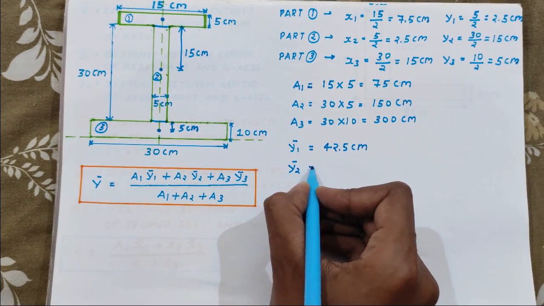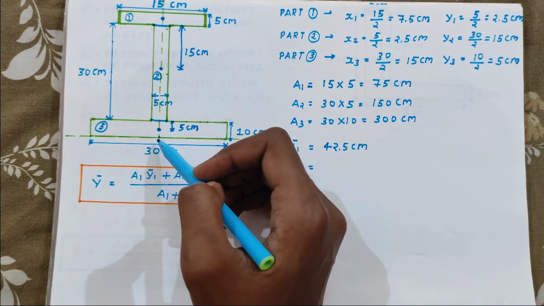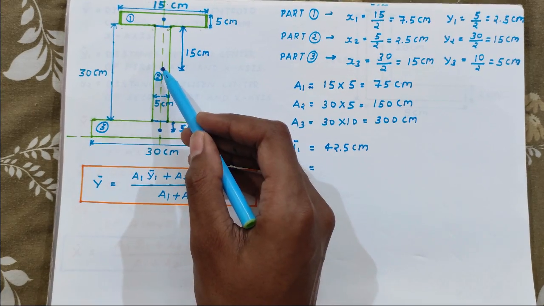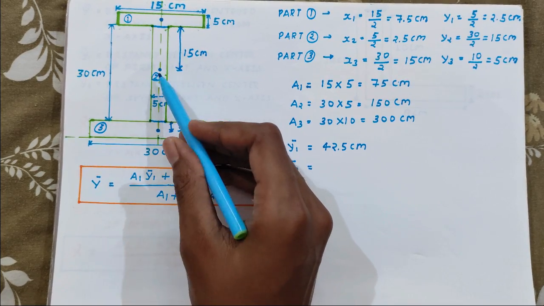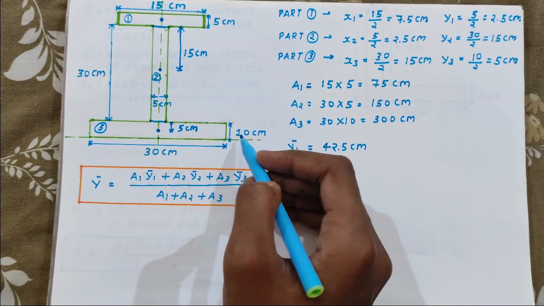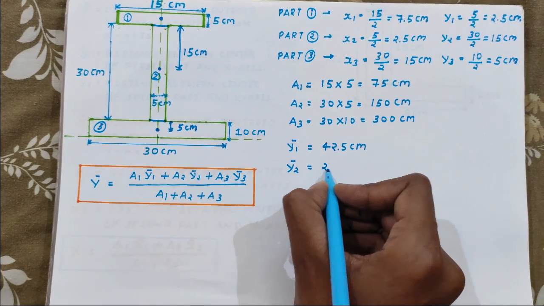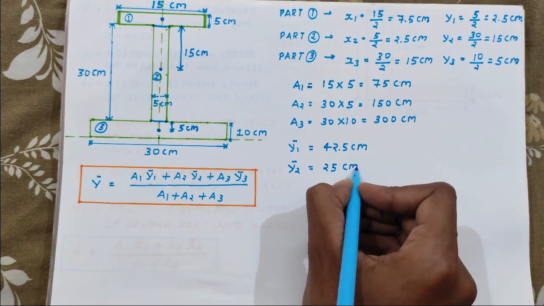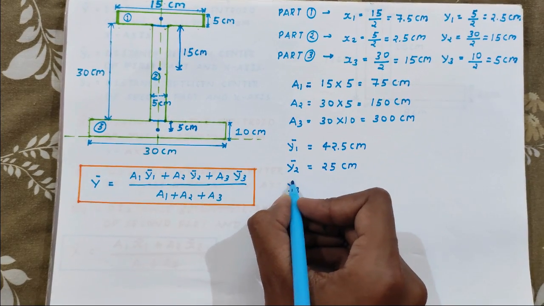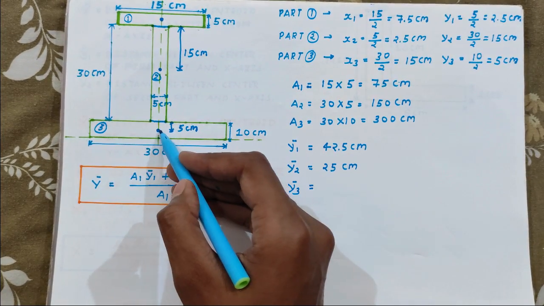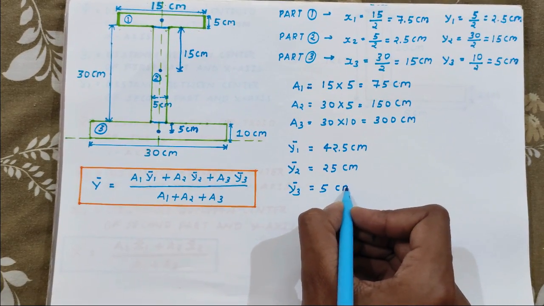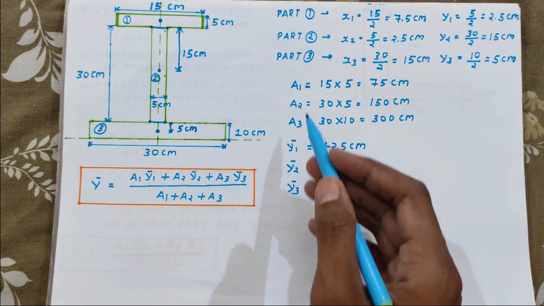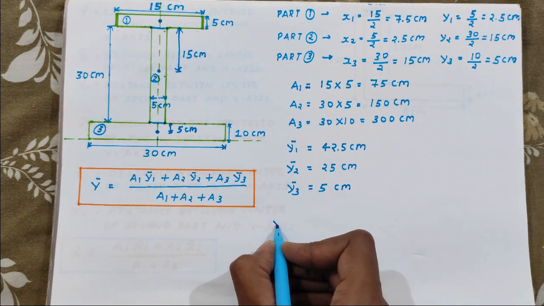10 plus 30 plus 2.5 equals 42.5 centimeter. y2 bar is equal to the distance from the x-axis to the center of the second figure. So 10 plus this distance, which is equal to 15 centimeter. So 10 plus 15 is equal to 25 centimeter. And y3 bar, which is the distance from this center to the x-axis, is simply equal to 5 centimeter. Now we have to put all the data in this formula.